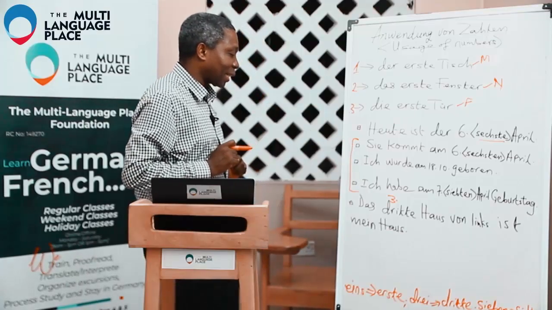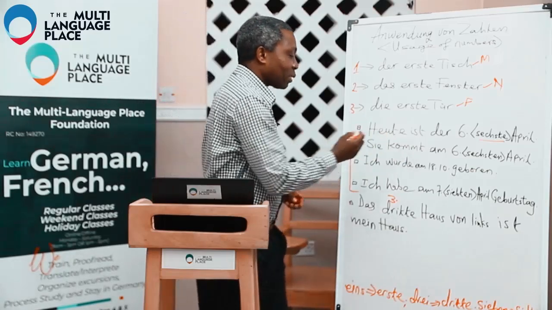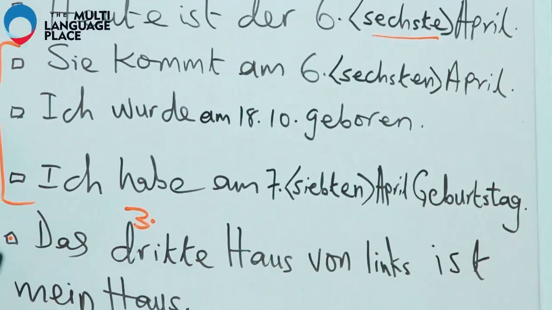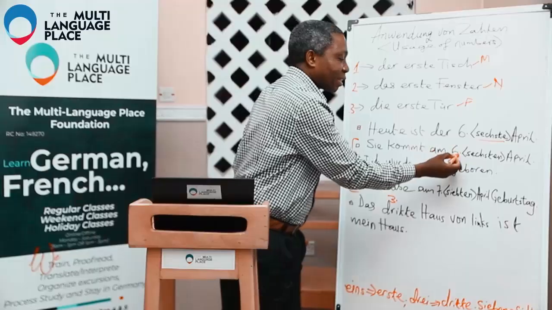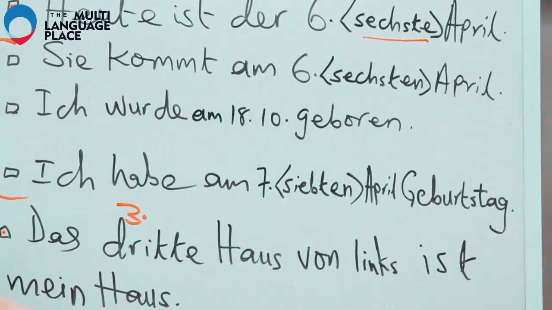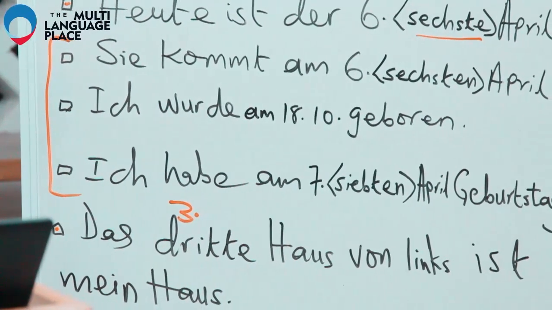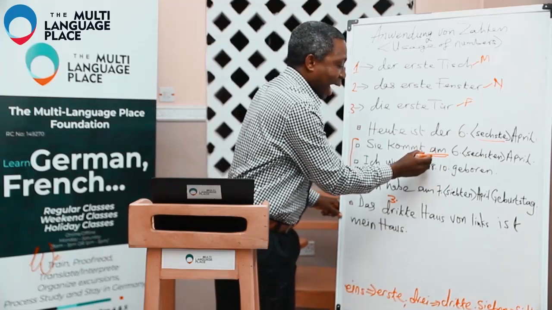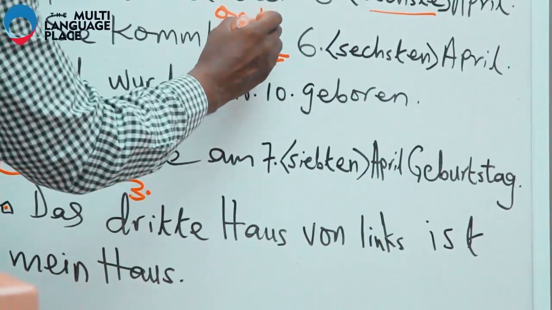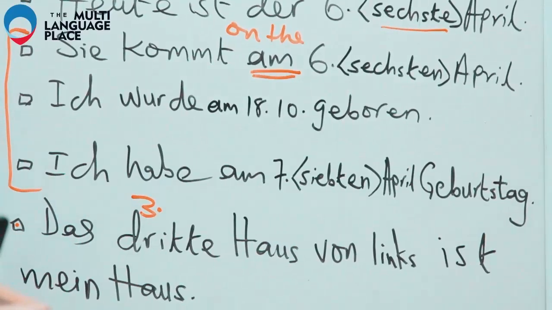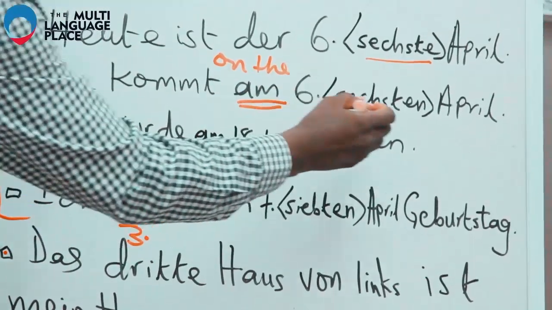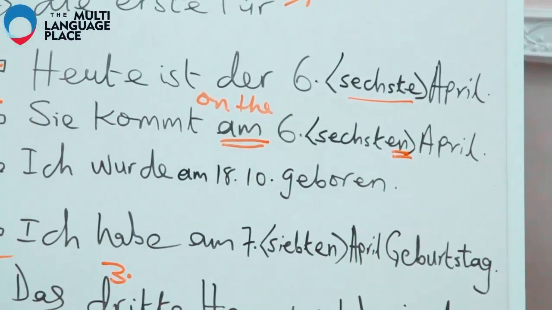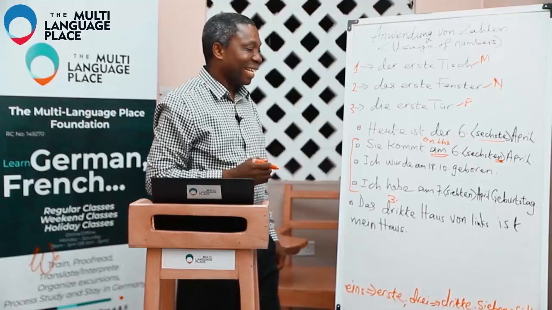Now, the first among the group is Sie kommt am 6. April. Sie kommt am 6. April. She is coming on the 6th of April. You see, once you see this one, it is on the 6th. Anywhere you see the am, this E will have another N. It will be 16. 16.